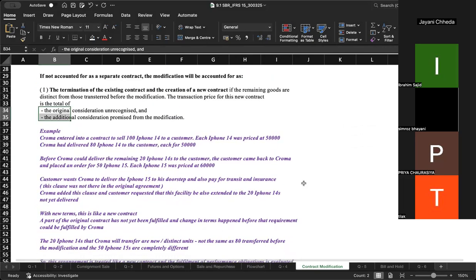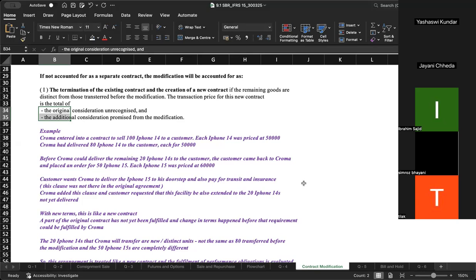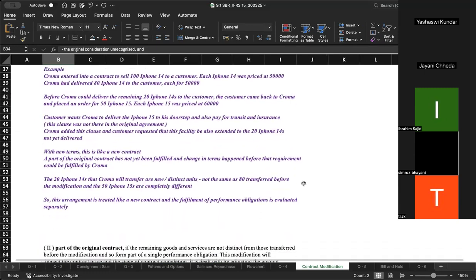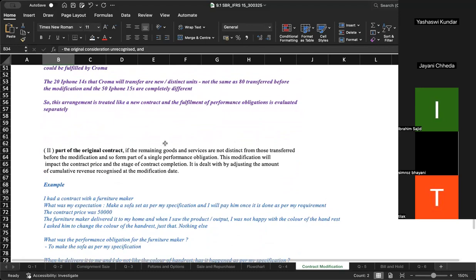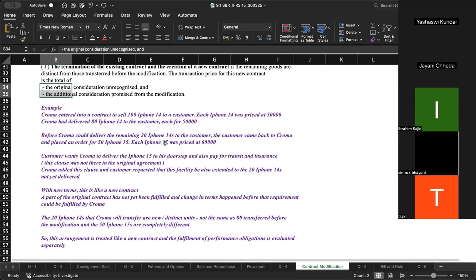If not accounted for as a separate contract, the modification will be accounted for as the termination of the existing contract and the creation of a new one. If the remaining goods are distinct from the goods transferred before the modification, the transaction price for this new contract is the total of the original consideration unrecognized and the additional consideration promised from the modification. And part of the original contract, this is a different situation. Read the example once, the story that we have built.